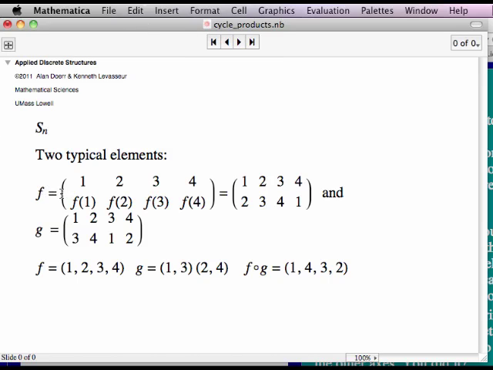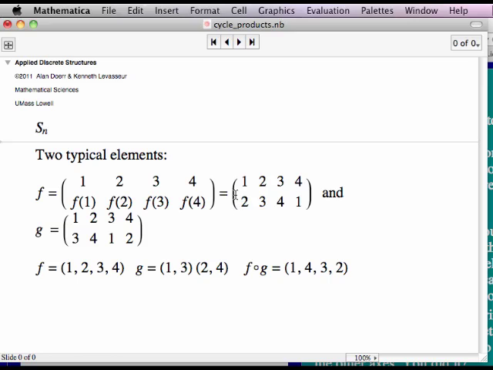I'm going to start with a function defined in matrix form here, where the images of 1, 2, 3, and 4 are listed below the numbers 1, 2, 3, and 4. So below 1 we'll have f of 1, below 2, f of 2, and so on. So here's the definition of the function right here. The image of 1 is 2, f of 1 is 2, f of 2 is 3, and so on. f of 3 is 4, and f of 4 is 1. So that completely defines a function on the set 1, 2, 3, 4. Here's a second function, g, where the image of 1 is 3, 2 is 4, 3 is 1, and 4 is 2.